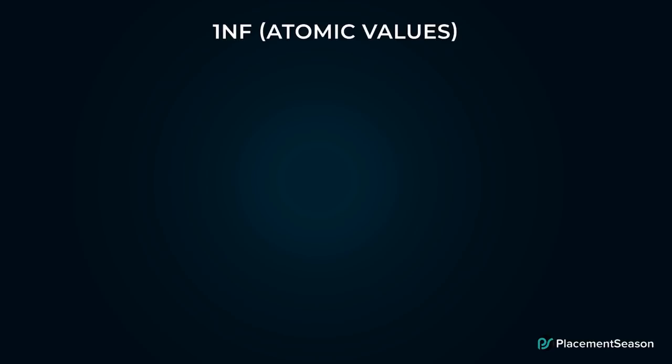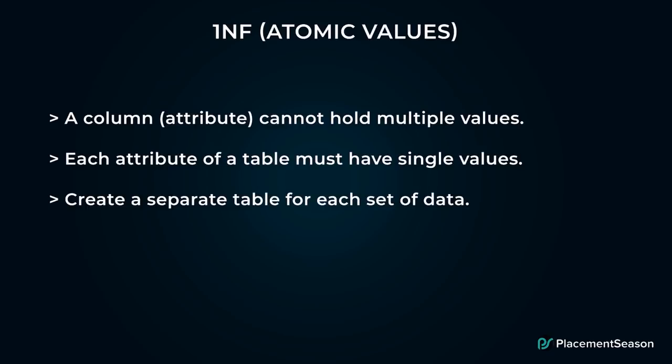So the first normal form deals with atomic values. That means a relation is in first normal form if it contains an atomic value. It states that an attribute of a table cannot hold multiple values. Attribute meaning column. So a column cannot hold multiple values. It must hold only a single valued attribute, which is nothing but atomic values. First normal form disallows the multi-valued attribute, composite attribute, and their combination. It creates a separate row for each set of data.